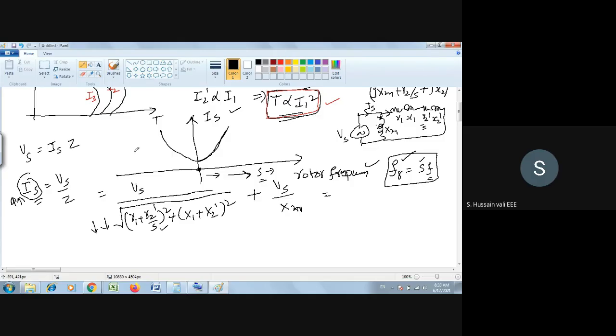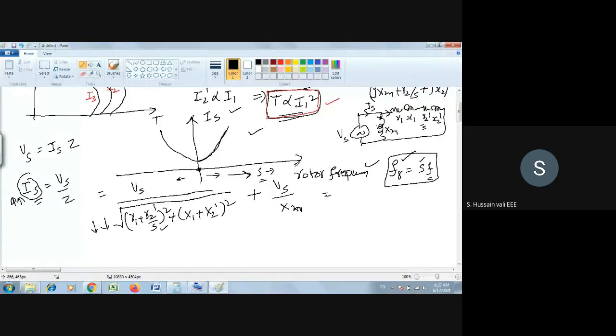Similarly, you can take the negative frequency also. It's just a mirror image of that. Even if you take the negative frequency, it is the same thing: as you increase the negative frequency, the denominator will decrease, so IS will increase. So this is the relationship between stator current and the rotor frequency.